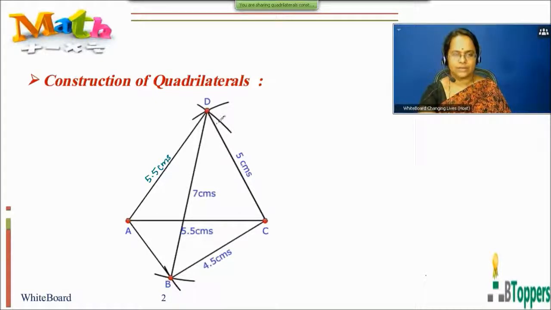ABCD is the quadrilateral which we have to draw, with AC and BD as the diagonals. AC is of the measurement 5.5 centimeters. BD is of the length 7 centimeters. BC is of the length 4.5 centimeters. CD is of the length 5 centimeters. And AD is of the length 5.5 centimeters. So we have got 2 diagonals and 3 sides which are given to us. Right? So with these measurements, let us construct the quadrilateral.